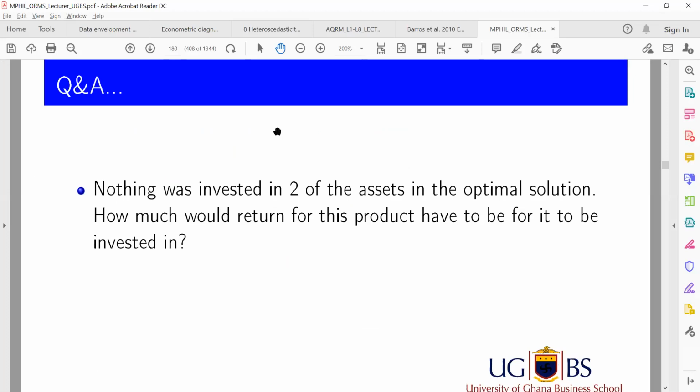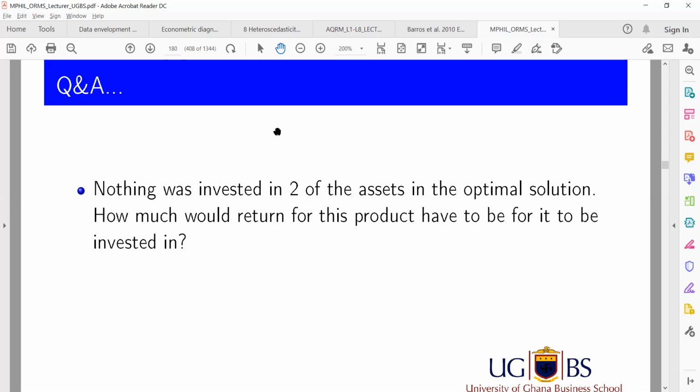So how much would the return for this product have to be for it to be invested in? The answer is that you don't invest in any of them, because nothing was invested. Now here's a very last important question: AMA did not invest in municipal bonds, and AMA also did not invest in certificates of deposit.